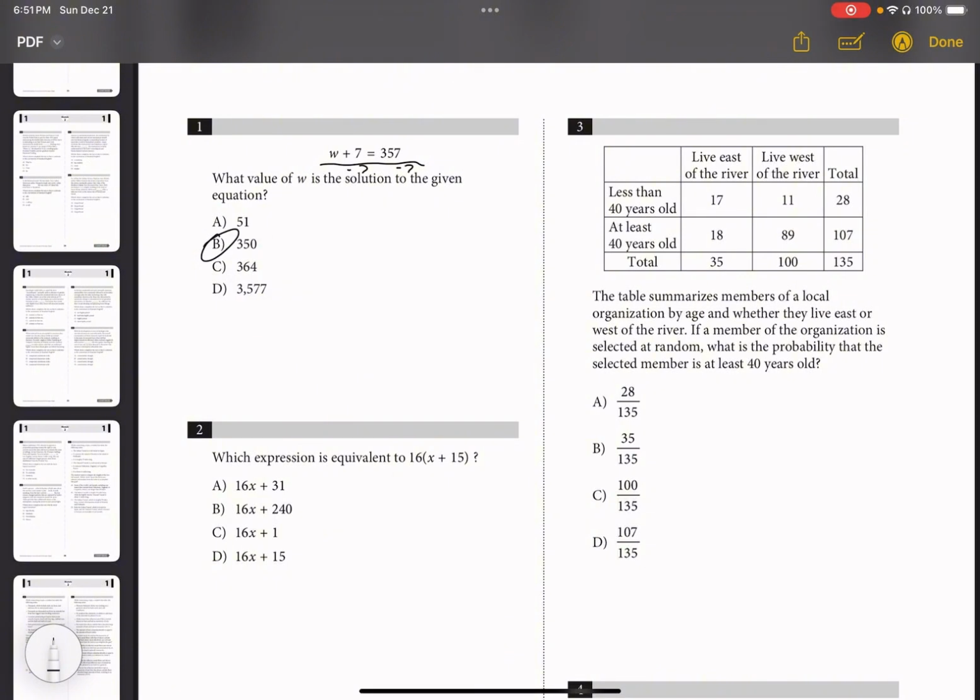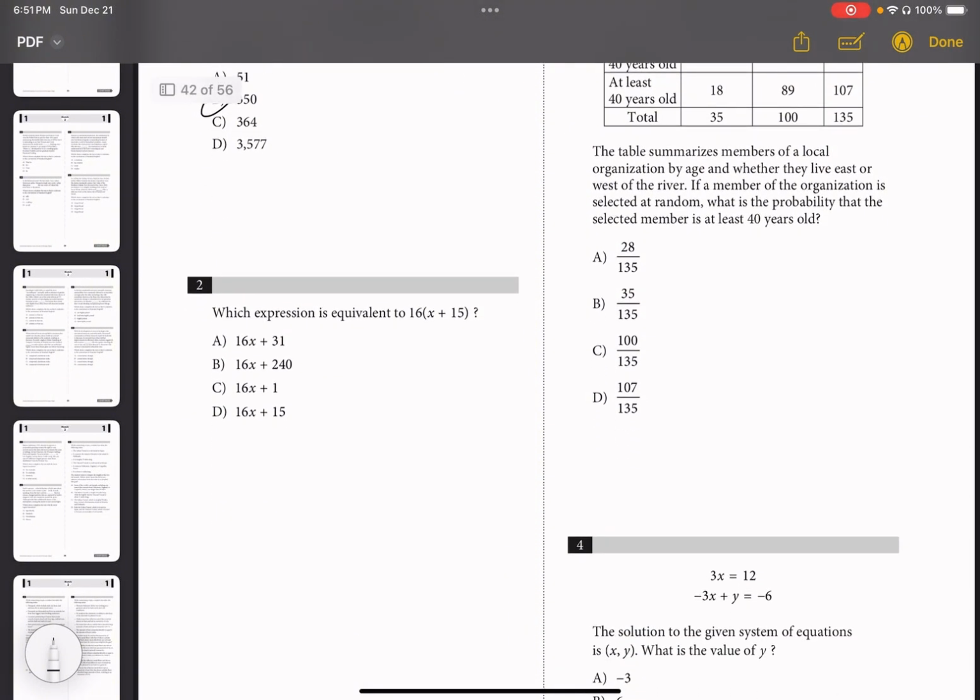Okay, question 2, which expression is equivalent to 16 times x plus 15? All we're going to do is distribute, and then 16 times 15 is 240. So our answer is going to be B.